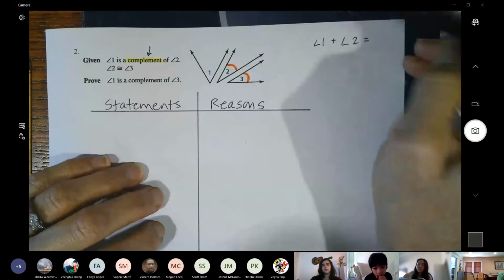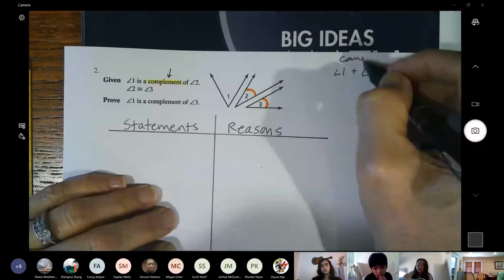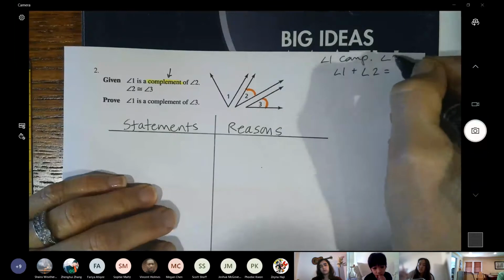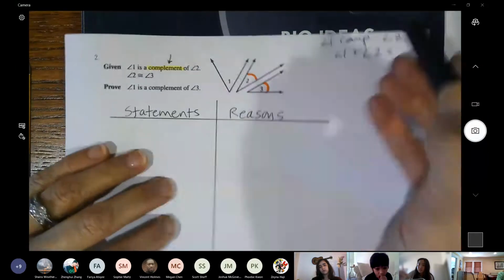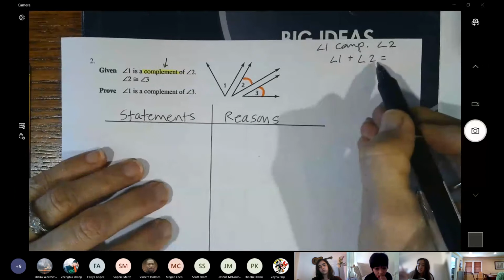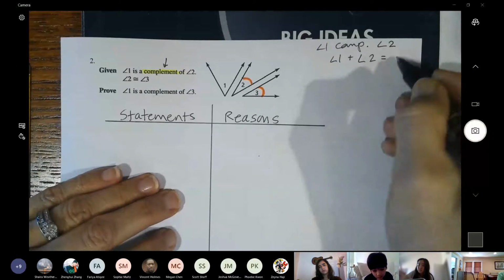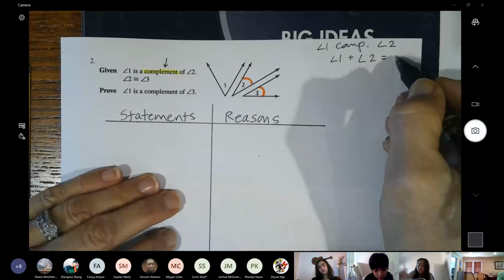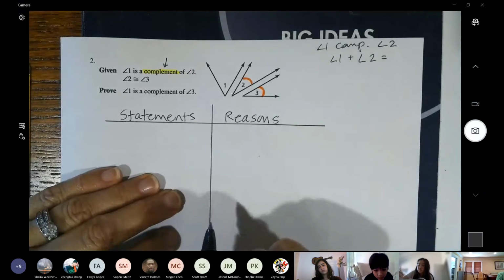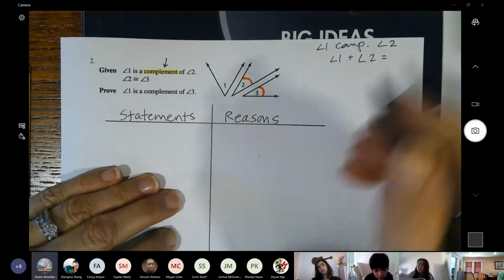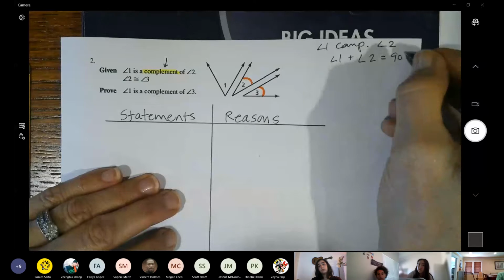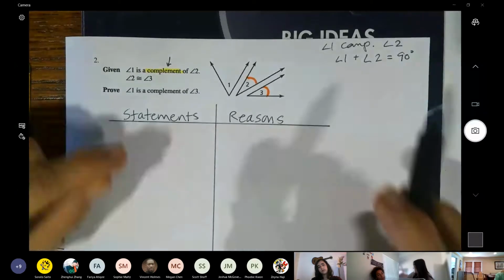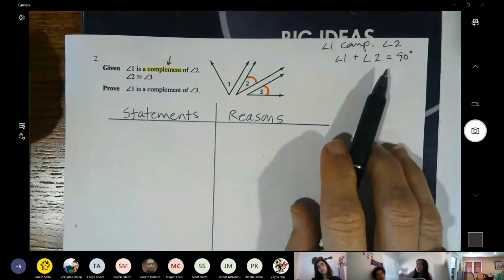if I start with complementary, angle 1 is complementary to angle 2. If I start there, then what can I say about angle 1 plus angle 2? Come on, we just went over this. They equal 90 degrees. They equal 90. Okay, now once I get them equal to 90, then it's like, oh, well, what do I do next?